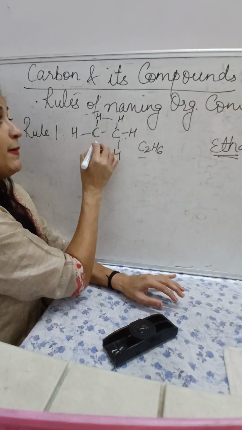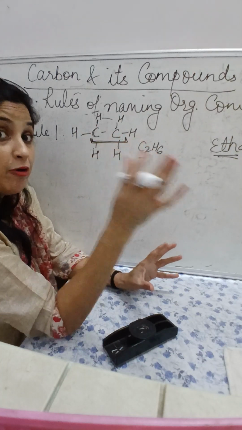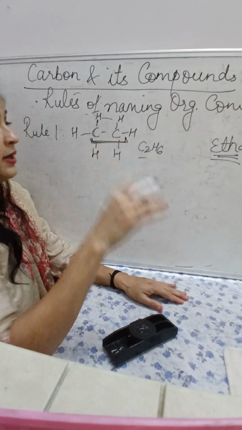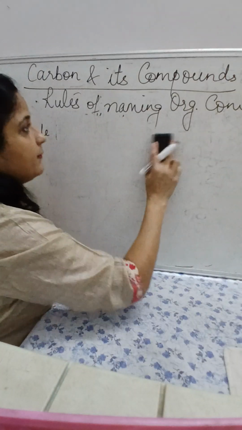So you have to keep in mind what my parent chain is, my parent hydrocarbon chain, my root word, which is eth. Right? Now we will come to the second rule.